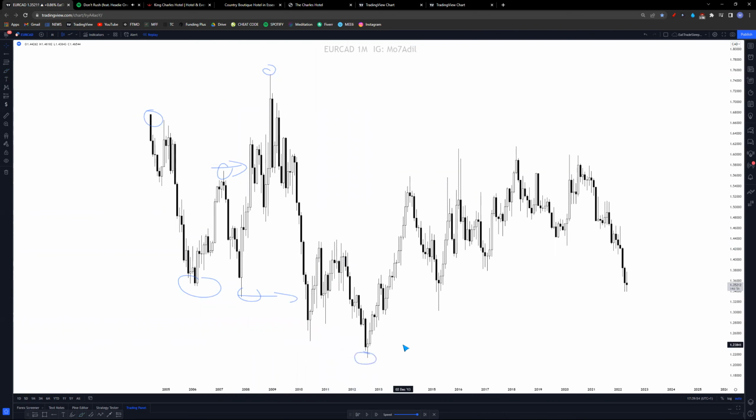Now the three characteristics slash criteria of a pullback for me personally, right? You don't have to use this. Number one, it needs to retrace 50%. Number two, it needs to tap into a supply zone if we're in a bearish market. And number three, it needs to initiate a new structure point, aka a new lower low in a bearish market.